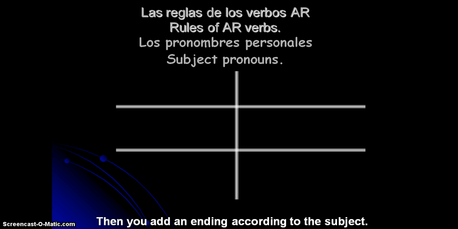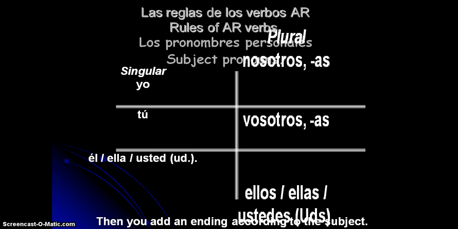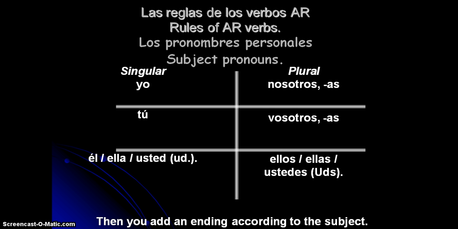Remember back in SER? Here's the deal. All you have to do now is add an ending to that stem, according to your subject. For yo, tú, and él, ella, usted: the yo form ending is o, the tú form ending is as, and the él, ella, usted form is a. So o, as, a. O, as, a. O, as, a. Now let's go to the other side.